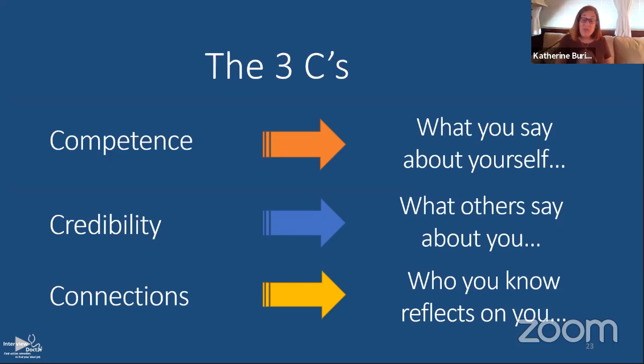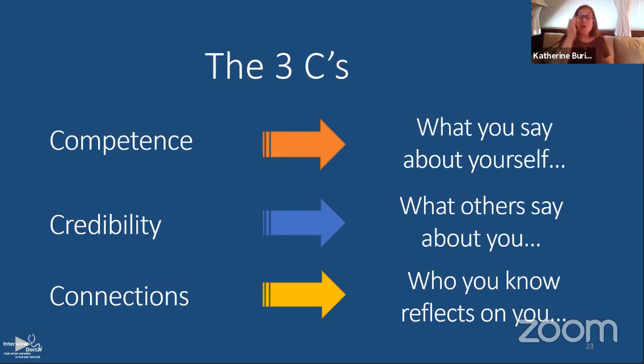Credibility is what other people say about you. So it's one thing for me to say I'm good at something. It's a completely other thing for other people to write a recommendation or click a skill endorsement and say, oh yeah, she's pretty good at that. Credibility. The third one are connections.